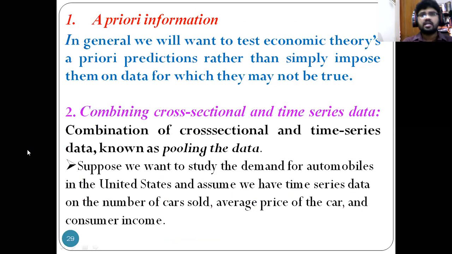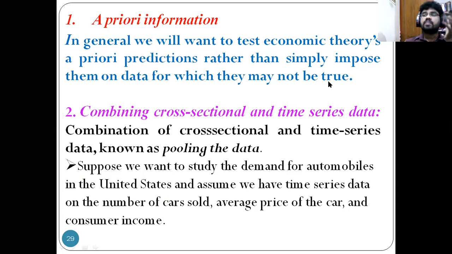As we discussed, the first point is a priori information. Generally, when you take into account some of our economic theories, such as demand theory, as per demand theory we need to take demand as the dependent variable, and the price and income of the consumers, and the price of substitute and complementary goods, and taste, as independent variables. When you mix up the dependent and independent variables, you may get multicollinearity problems. In general, we want to test the a priori predictions of economic theories rather than simply impose them on data, for which they may not be true.